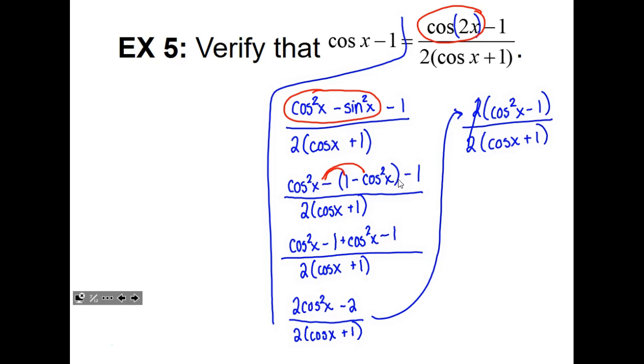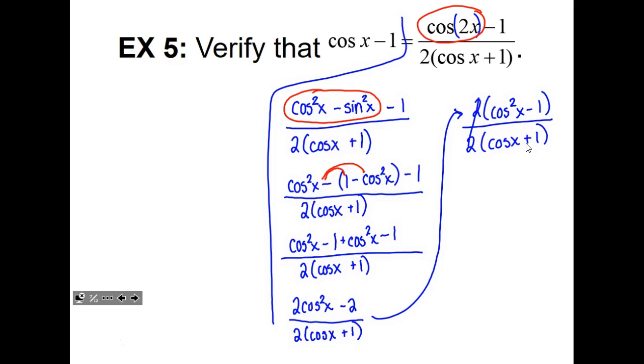Now, you might be tempted to do some bad canceling here. You might be tempted to mark out a cosine x with one of these cosine x's and then cancel those 1's to get cosine x minus 1, but that is not correct. Because we cannot cancel when we've got those plus and minus signs in between.